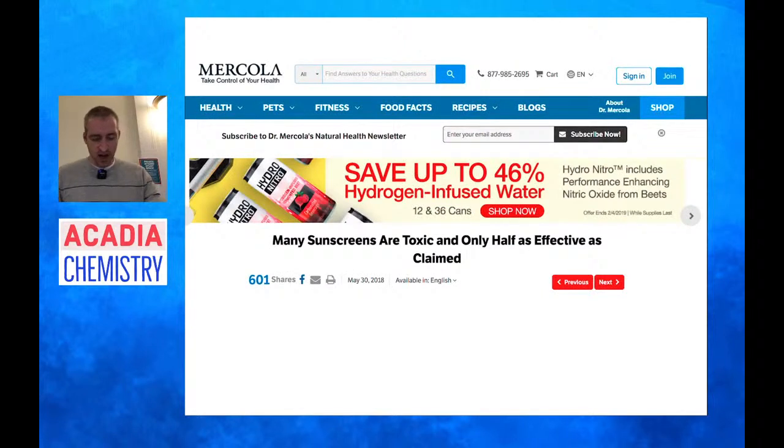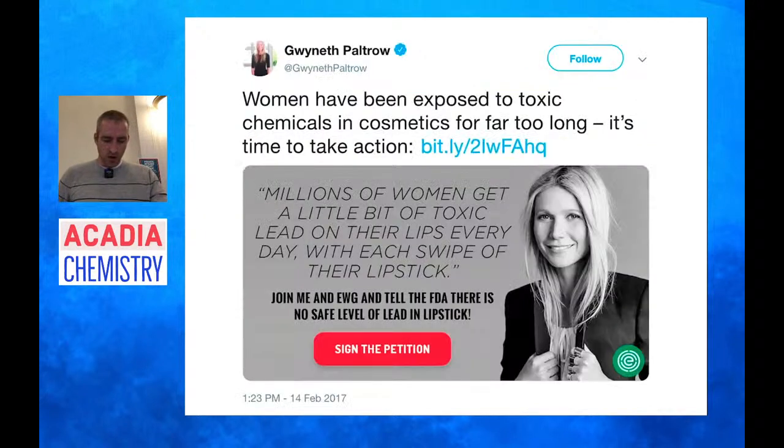Many sunscreens are toxic and only half as effective as claimed, says Mercola.com, which we talked about in the previous unit. Gwyneth Paltrow: women have been exposed to toxic chemicals in cosmetics for far too long. It's time to take action. So what do we mean? What are people meaning when they say there's all these toxic substances in almost everything that we come into contact with?